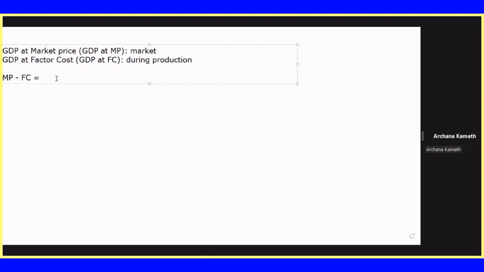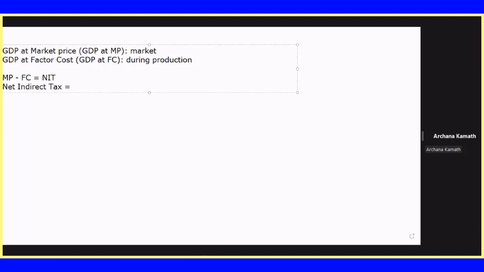Which one is expected to be higher in its value? GDP at market price. Yeah, market price, I'm particularly telling you GDP at market price. With respect to market price and factor cost, market price is going to be higher when compared to factor cost. Market price is much higher than factor cost. Now, this is due to a term known as NIT. Market price minus factor cost is NIT. NIT is net indirect tax.